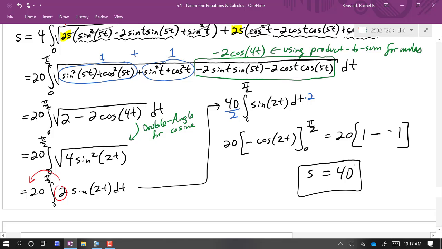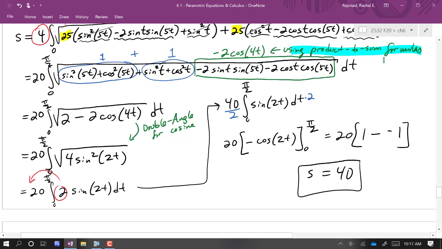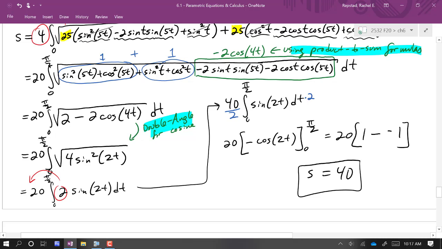there's our arc length. This is the whole arc length, right, because we already accounted for multiplying by 4 right at the get-go. Again, look for the details of using the product to sum formulas and the double angle cosine. This will be on a separate document posted. You'll see it's just using trig identities and a little algebra.